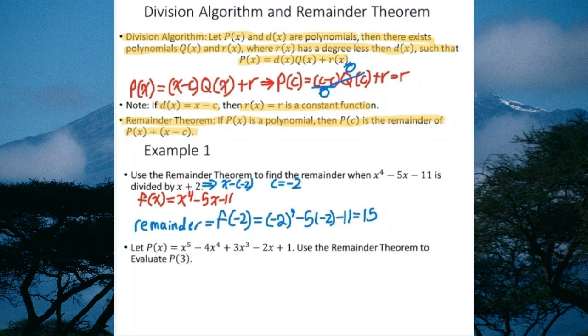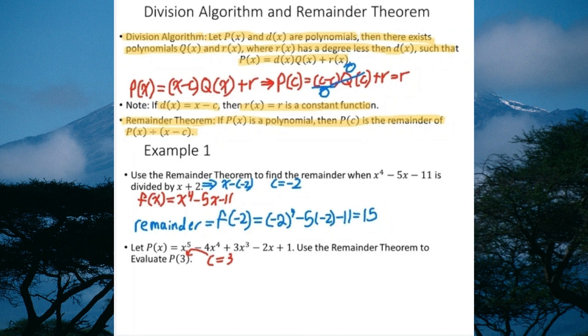Now we could just plug 3 into our polynomial function and evaluate it as we've done before, but it does have its drawbacks. For example, we do have to deal with some very large powers, and we do have a lot of terms in our polynomial. So we could wind up multiplying and adding with really large numbers very quickly. Since we're trying to evaluate P of 3, our c from our remainder theorem will be 3.